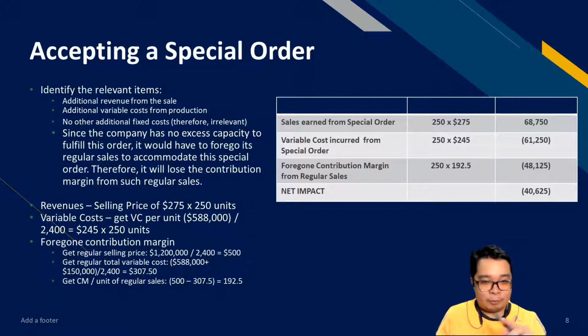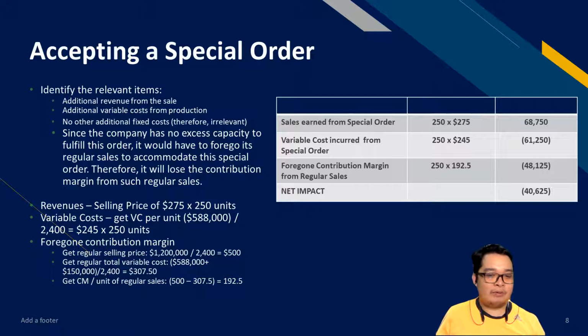So how do you do that? You have to compute the contribution margin of regular sales. So how do you compute for that? Let's look at the last bullet point. No? So for us to get the foregone contribution margin, you need to get the regular selling price. What's the regular selling price? That's $500. So 1.2 million divided by 2,000.